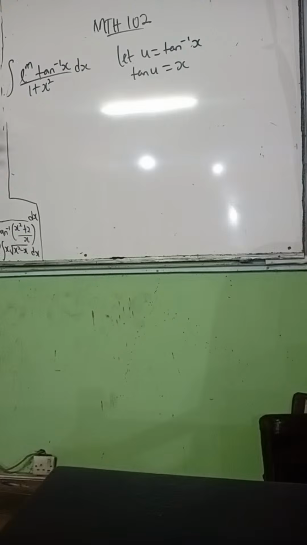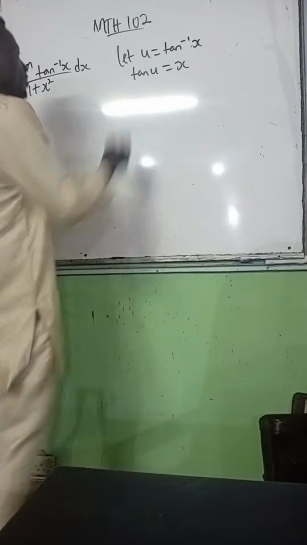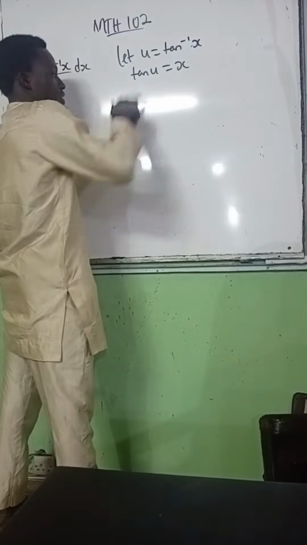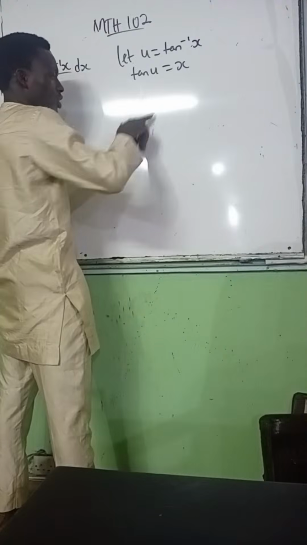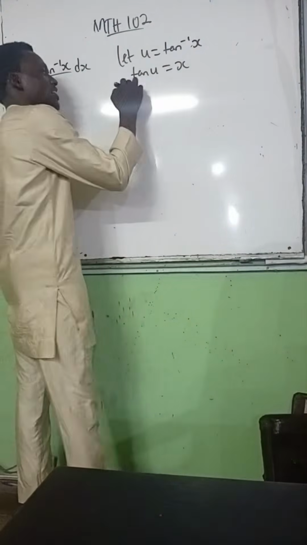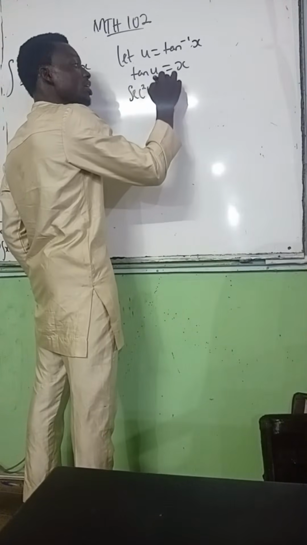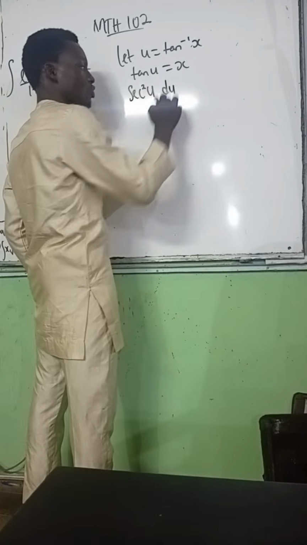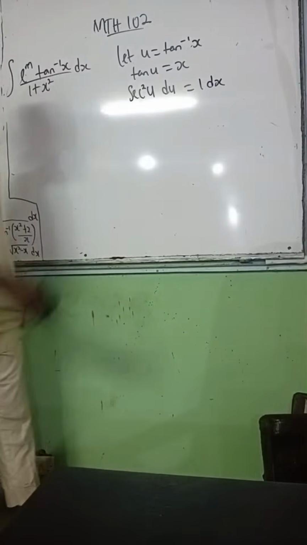We are having x here. Okay, let's differentiate first. We differentiate tan u, what do you get? We are on the right path. We differentiate tan u, you get what? Sec square u, isn't it? Sec square u du, right? Equals 1 dx, isn't it?